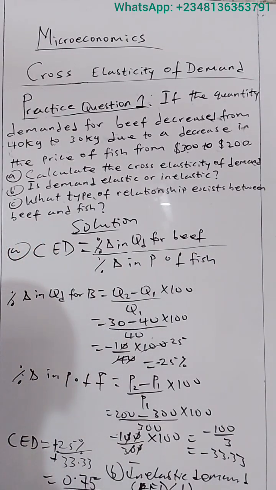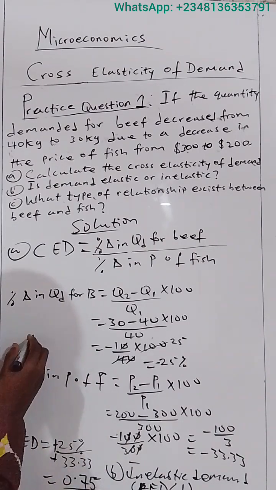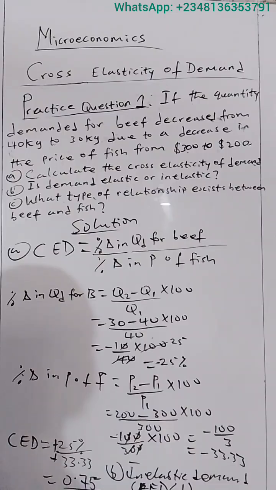Then the next question says, what type of relationship exists between beef and fish? It depends on the sign of the coefficient. Look at the sign of the coefficient here. The sign here is a plus. Whenever I write a figure without any physical sign, it is assumed to be plus. But if it is minus, it's going to be written there. So 0.75 is the same as plus 0.75 in this case. If the sign is positive, the goods are substitutes, or what we call competitive goods. But if the sign is negative, the goods are complementary.